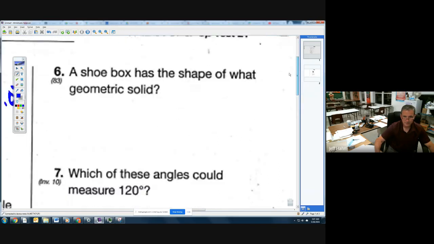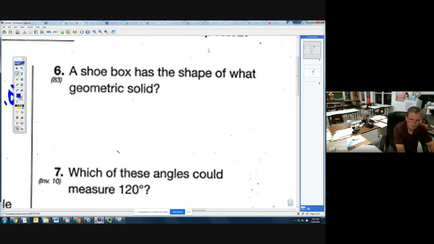And over at the top here, a shoebox has the shape of what geometric solid? That's a pretty easy one. A shoebox would look like this. And that is a rectangular prism.